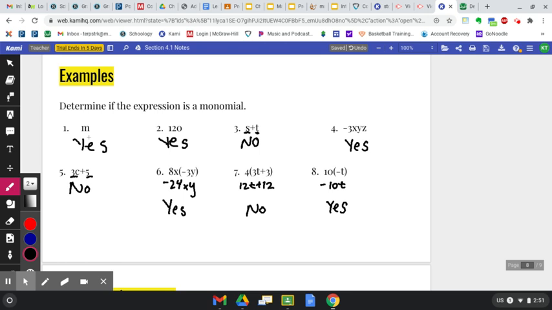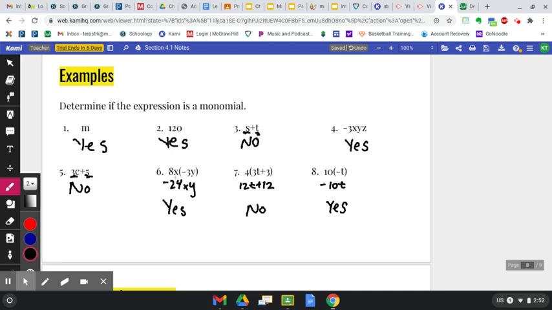Number 1, yes, it's just a variable. That's one term. Number 2, yes, that's one term. It's just a number. Number 3 is no, because they're separated by the plus sign. That gives me a term of S and a term of T. Number 4, yes, that is a monomial because these are all tied together with multiplication. It's negative 3xyz. That's one single term. Number 5 is not because it's separated by this plus sign. So I have this term of 3c and a positive 5.